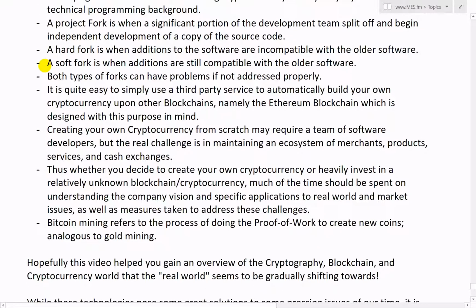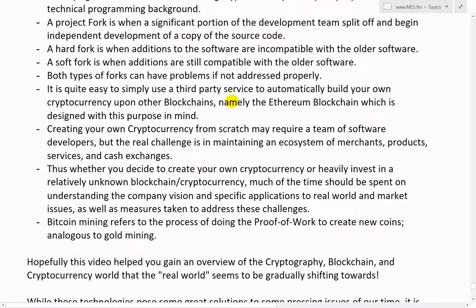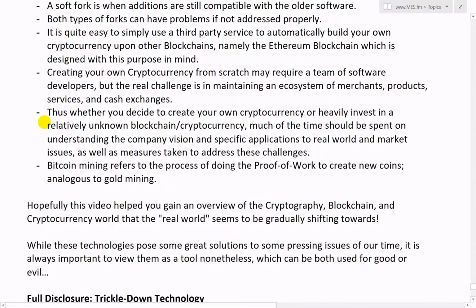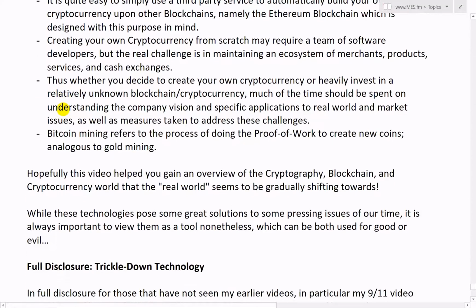It is quite easy to simply use a third-party service to automatically build your own cryptocurrency upon other blockchains, namely the Ethereum blockchain, which is designed with this purpose in mind. Creating your own cryptocurrency from scratch may require a team of software developers, but the real challenge is in maintaining an ecosystem of merchants, products, services, and cash exchanges. Thus, whether you decide to create your own cryptocurrency or heavily invest in a relatively unknown blockchain/cryptocurrency, much of the time should be spent on understanding the company vision and specific applications to real-world and market issues, as well as measures taken to address these challenges.